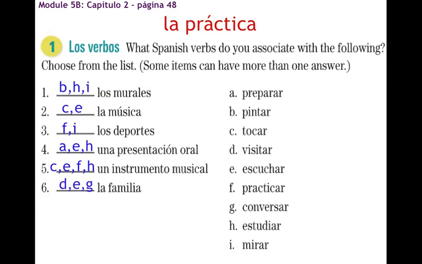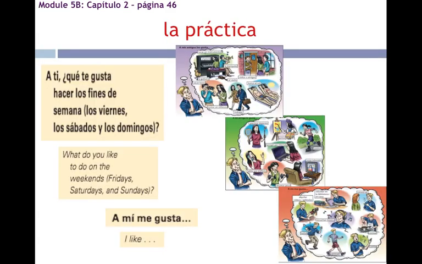Finalmente, how about la familia? D, E, G. Visitar a la familia. Escuchar a la familia. Conversar con la familia. Bueno, let's put it into action now and ask and answer the question, what's pleasing to you to do? To me, it's pleasing to. So, primero la práctica, repitan por favor.